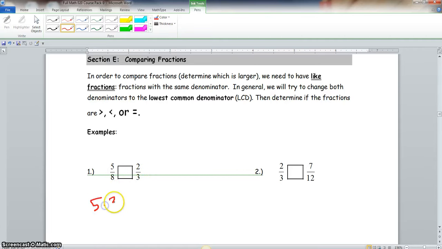So we will have 5 times 3. Then we'll take the bottom of the first fraction, or denominator of the first fraction, times the numerator of the second fraction, which is 8 times 2. 5 times 3 is 15. 8 times 2 is 16. Now we know 16 is greater than 15. So our answer here would be less than. 5/8 is less than 2/3.